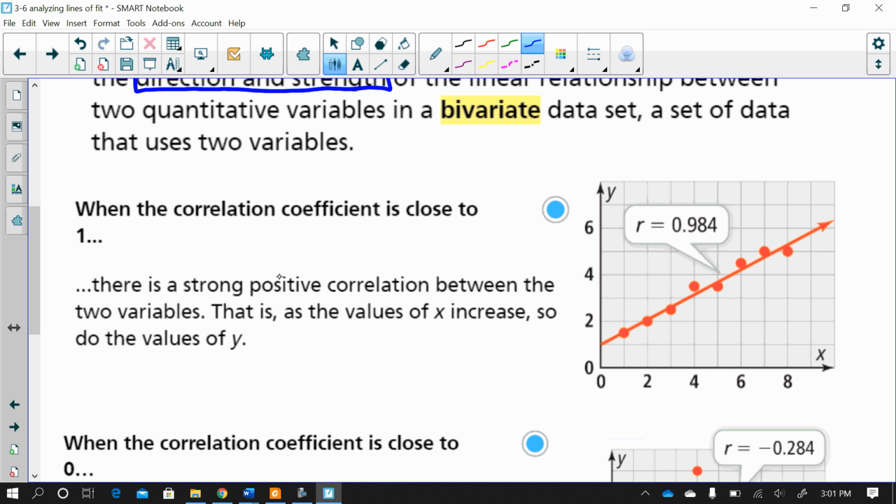So if our correlation coefficient is close to 1, so for example here, R is 0.984. Okay, the closer it is to 1, the stronger the relationship. Okay, so this one is really close to 1. So this is a very strong correlation. Okay, notice R is positive, it's not negative, so it's a strong positive correlation. Okay, so as the values of X increase, Y increases.